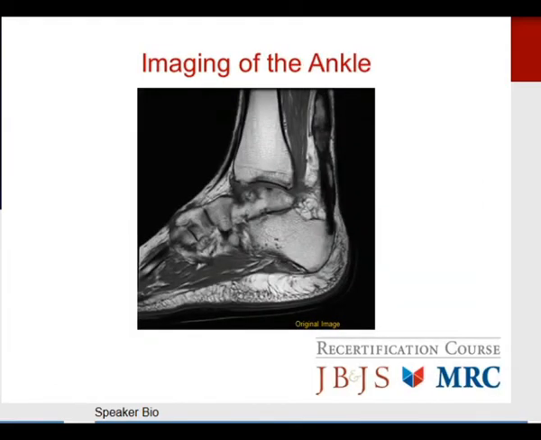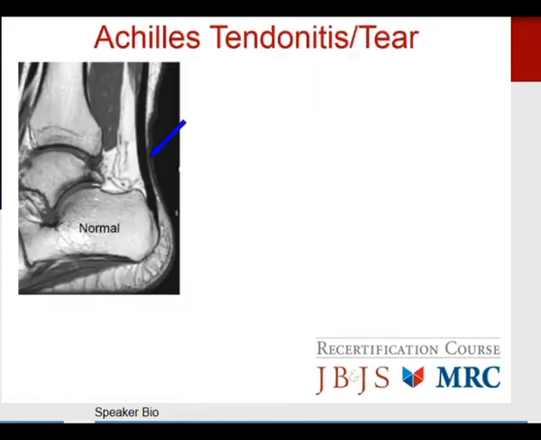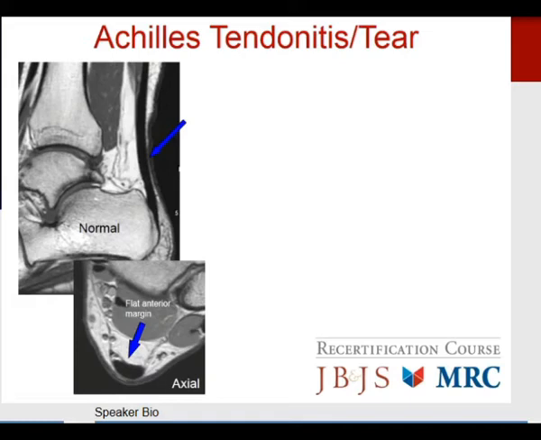Moving on to the ankle, you should be aware of the normal appearance of the Achilles tendon, both in the axial and the sagittal imaging plane. In the sagittal imaging plane, we see that it's a uniform thickness and uniform low signal. When we look in the axial plane, we can see that the normal Achilles tendon should always be flat and/or concave along its anterior margin.